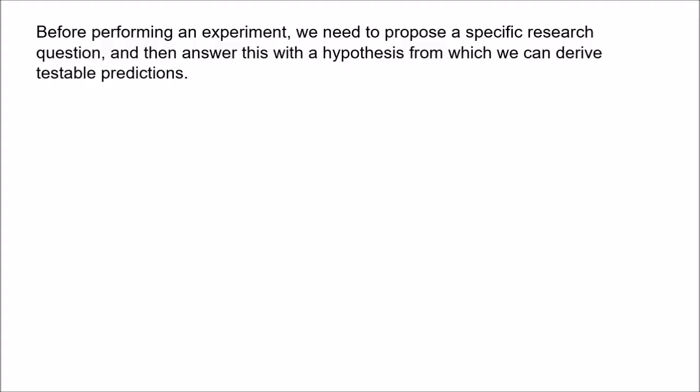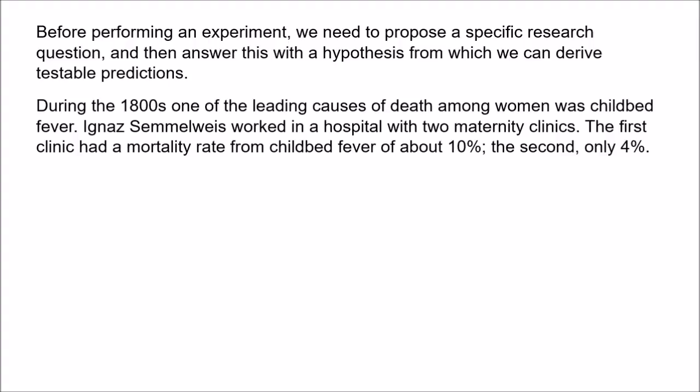So I think it's worth starting with a particular example. Now, an important figure in public health is Ignaz Semmelweis, who lived in the 1800s, and at the time one of the most serious causes of death among women was childbed fever, which occurred following childbirth. Childbed fever is caused by bacterial infection, but when Semmelweis was working, that wasn't known because they didn't have the germ theory of disease. Now, Semmelweis worked in a hospital in Vienna, which had two maternity clinics.